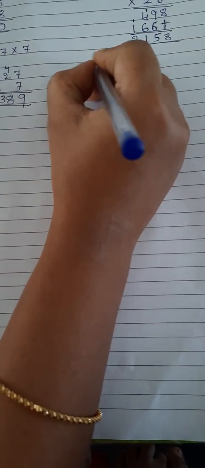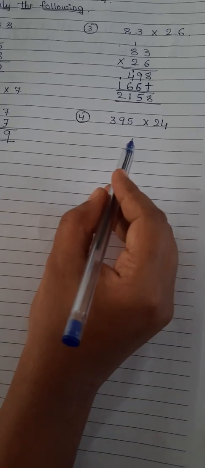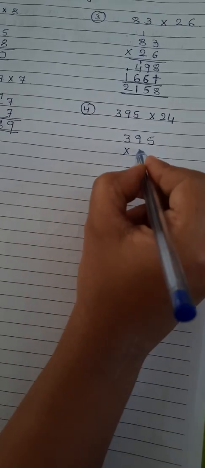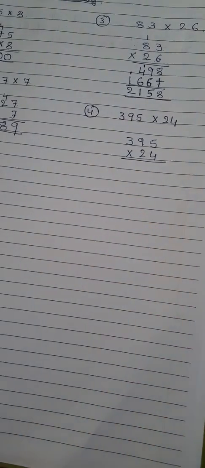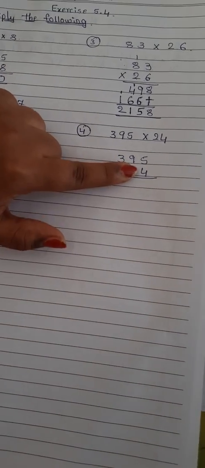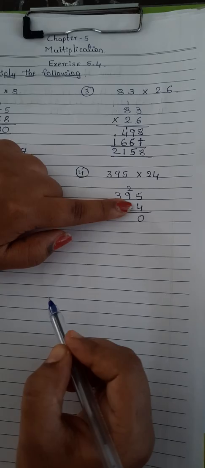The same, one more sum I'll explain. Look here. Fourth one, 395 into 24. See here. Which number do I have to take first now? 4 I have to take. Close this number. Now multiply with 4. 4 5s are 20. Carry on the next number.